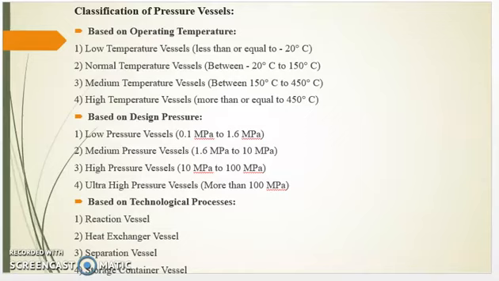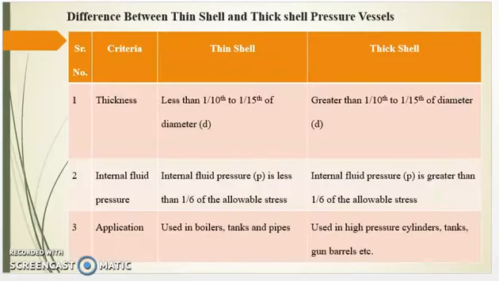Next criteria is based on design pressure. First is low pressure vessel, that is operating pressure between 0.1 megapascal and 1.6 megapascal. Medium pressure vessel, 1.6 megapascal to 10 megapascal. High pressure vessels, 10 megapascal to 100 megapascal. Ultra high pressure vessels, more than 100 megapascal. Based on technological processes: reaction vessel, heat exchanger vessel, separation vessel, storage container.